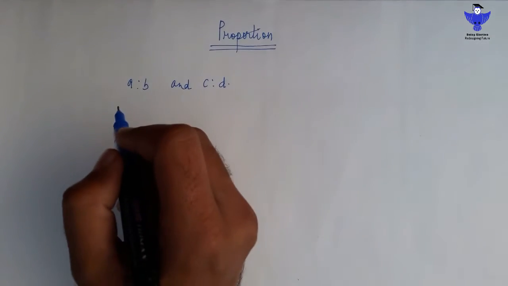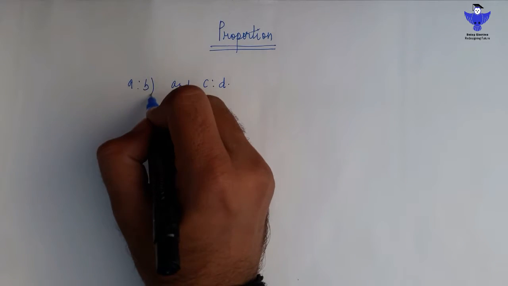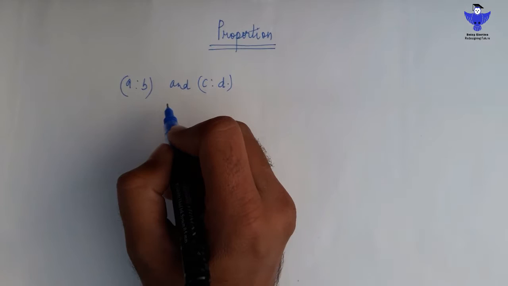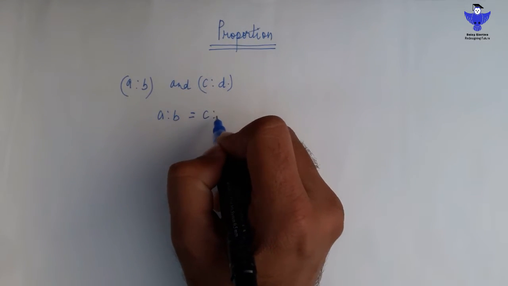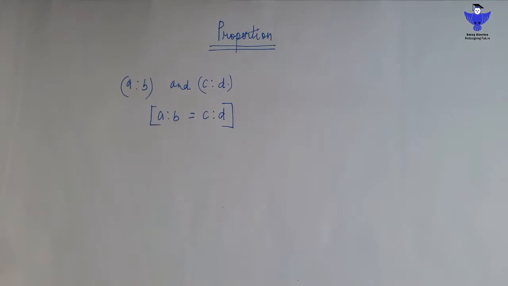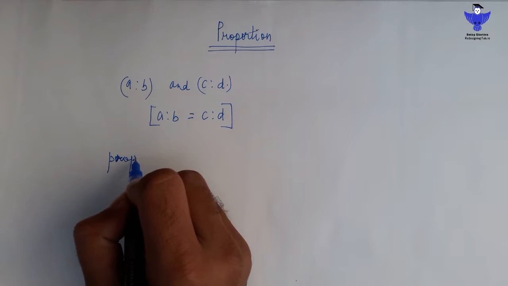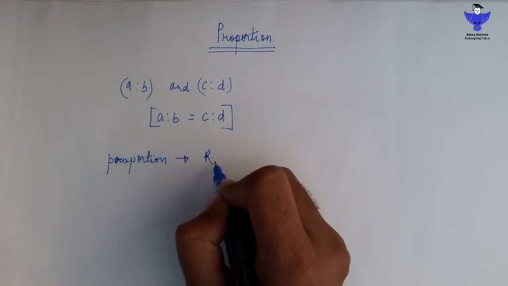When I say that the two ratios are in proportion, it actually means that the first ratio is equal to the second ratio. This is the first ratio and this is the second ratio. According to the sentence I have spoken, A is to B equals C is to D when the two ratios are in proportion. Proportion signifies nothing but equality of ratios. We can also say that proportion is equal to ratios equality.